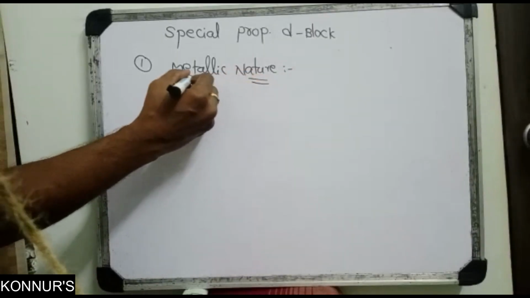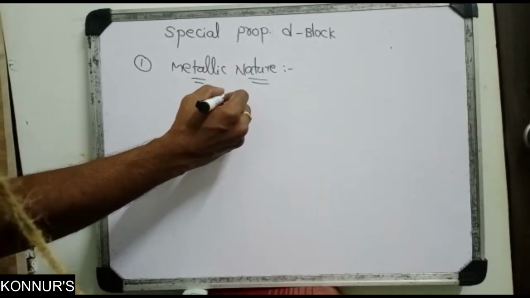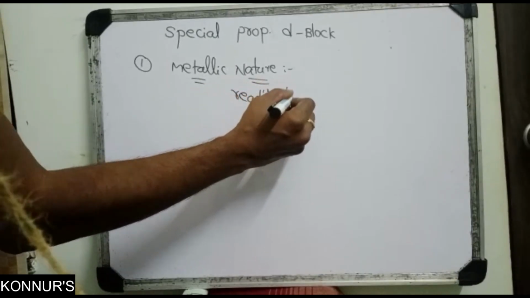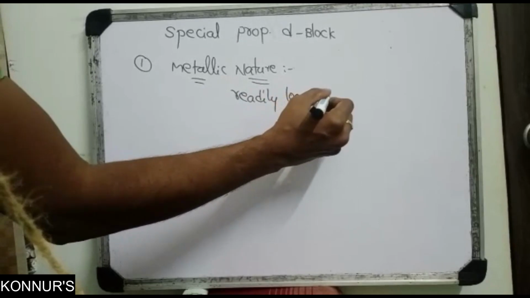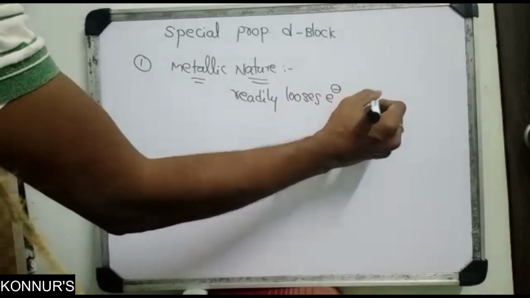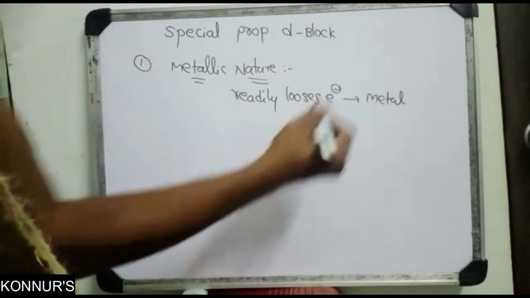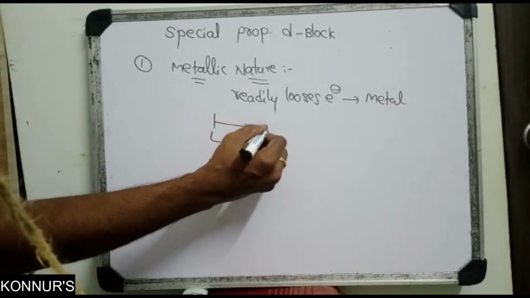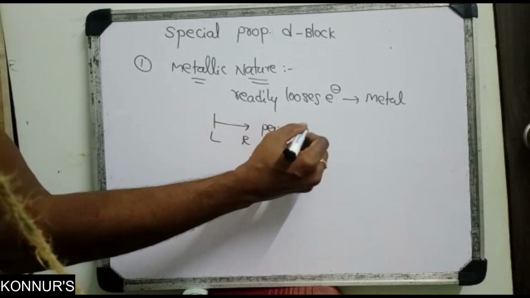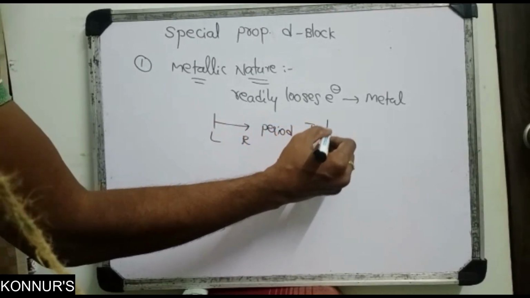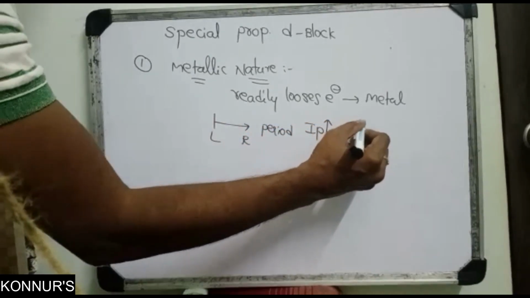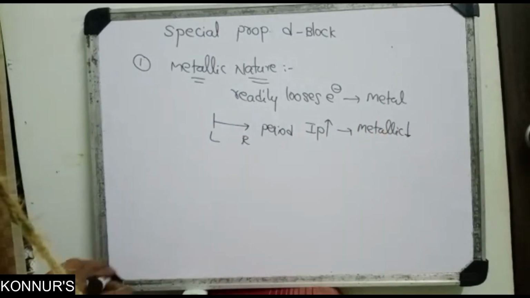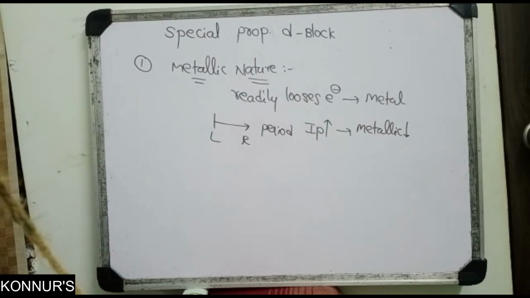See, which one do you call a metal? The substance which readily loses electrons is called a metal. So from left to right in a period, what happens? The IP value increases. Next, metallic character decreases. So anyhow, these are showing metals.